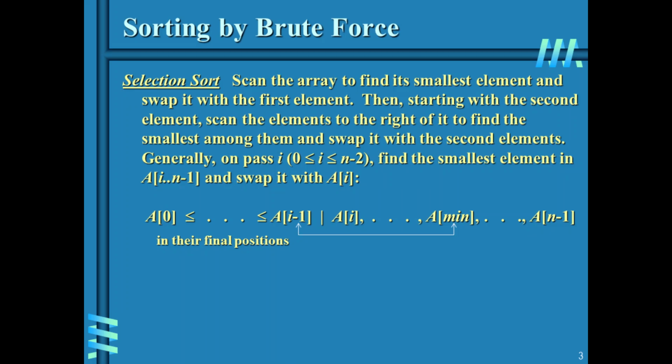Then, starting with the second element, scan the elements to the right of it to find the smallest among them and swap it with the second element. Generally, on pass i, where i ranges from 0 to n minus 2, find the smallest element in the array where the range is from i to n minus 1 and swap it with array of i.